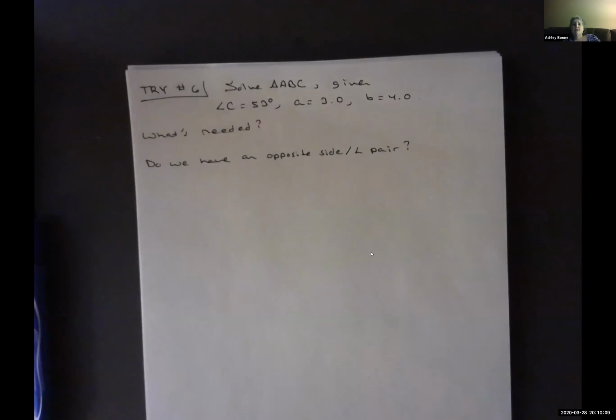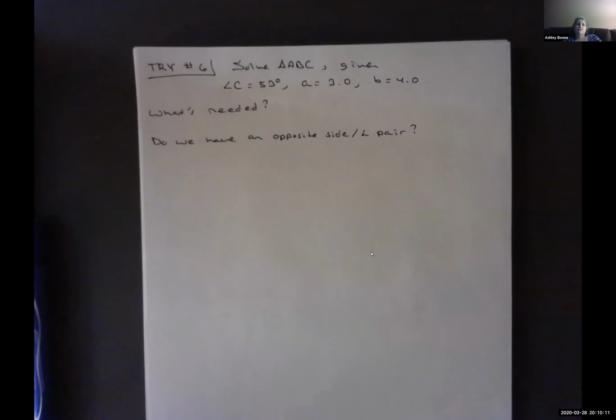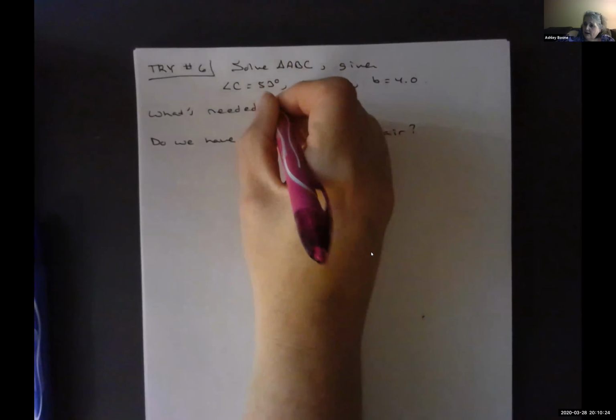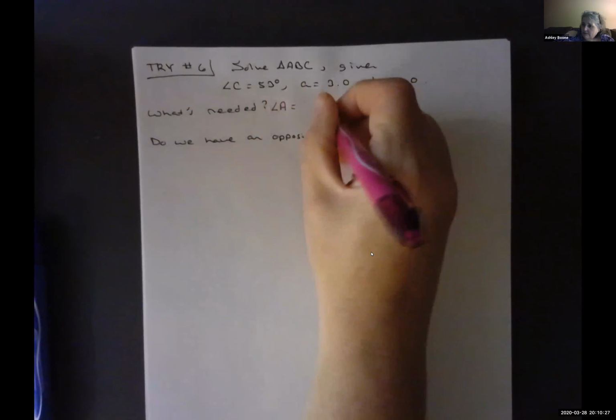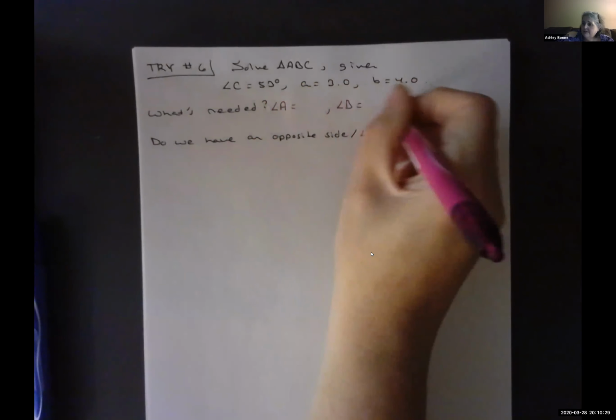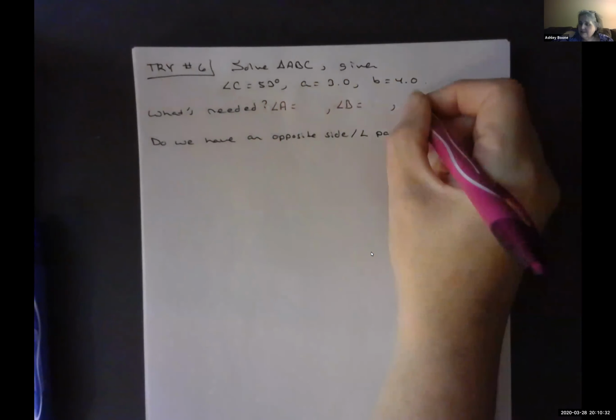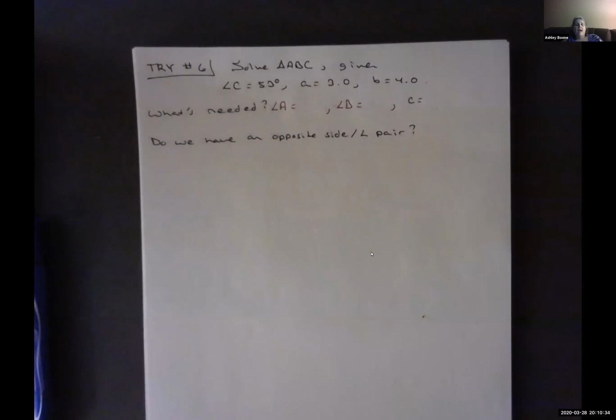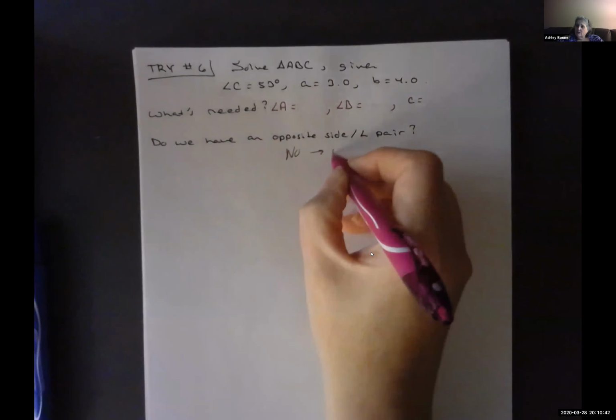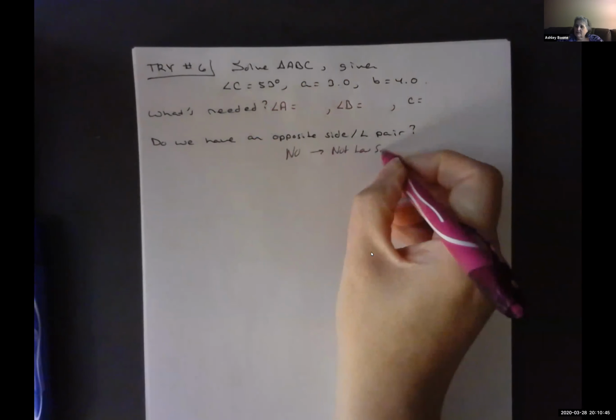Number 6, again, we want to solve a triangle. We have angle C is 53 degrees, side A is 3.0, side B is 4.0. So what are we looking for in this problem? We have angle C, so we need angle A, and we need angle B. We have sides A and B, we need side C. Do we have any opposite side-angle pairs? No. So it's not going to be the law of sines like it was the last one.